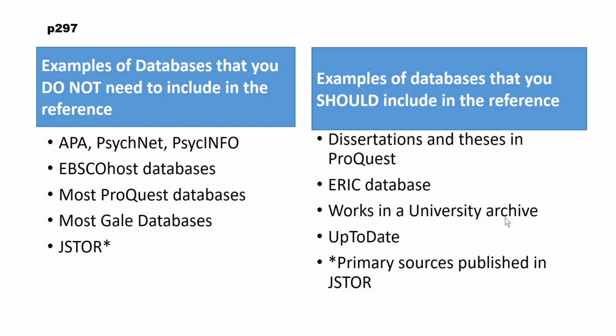Here are some examples of databases where you do not or do include the database name. So on the left, we have several databases like EBSCOhost databases, JSTOR, ProQuest databases. And then on the right, these are specific databases where the information found in them is available only in that database. The key principle that the manual stresses is that you include the database name for a database where that database is the only place you can find the work.